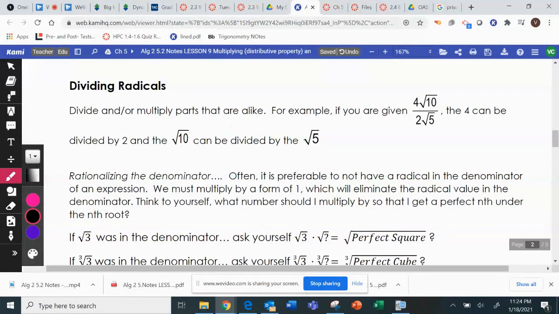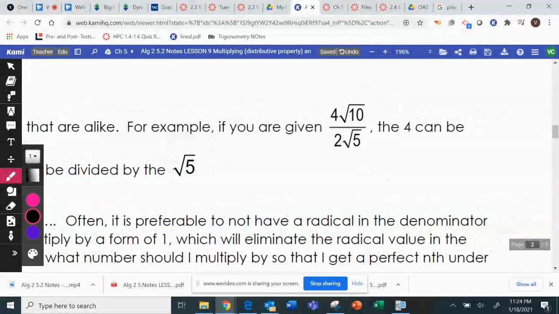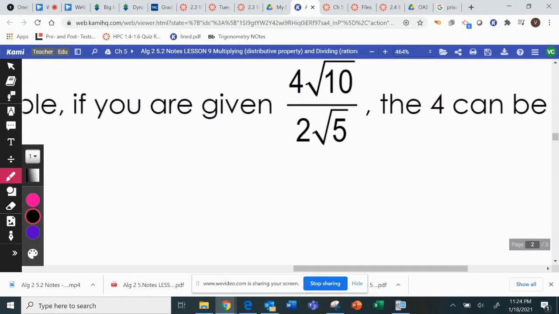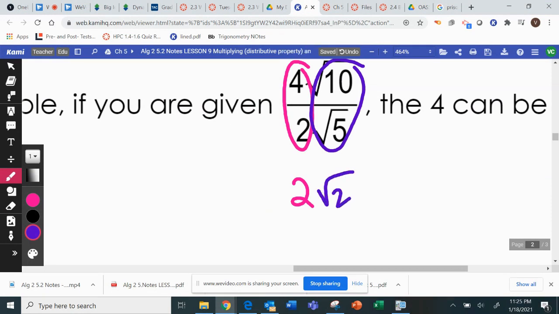When we divide or multiply, remember we can divide or multiply parts that are like. So in this example here, it's just written out. I'm going to work through it, but it's written out for you. I could reduce the 4 over 2 and get 2. And then I could divide these, since they're both square roots, and get square root of 2.